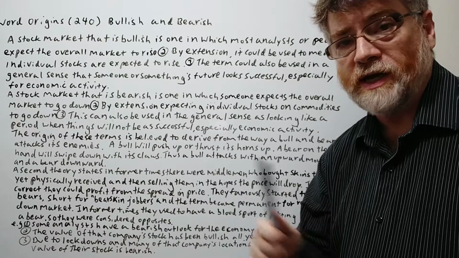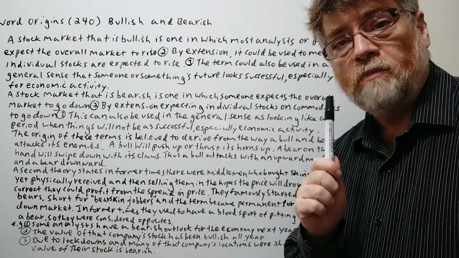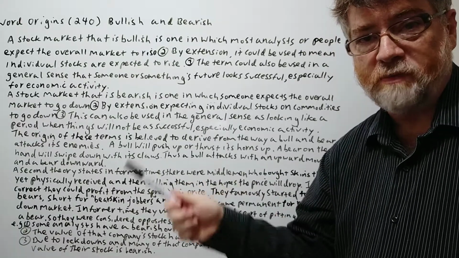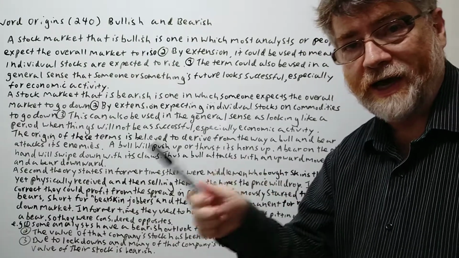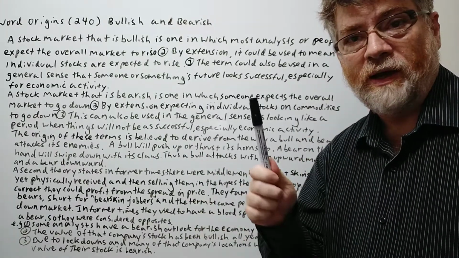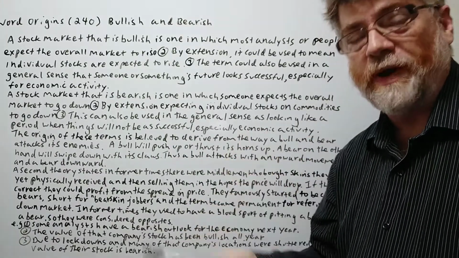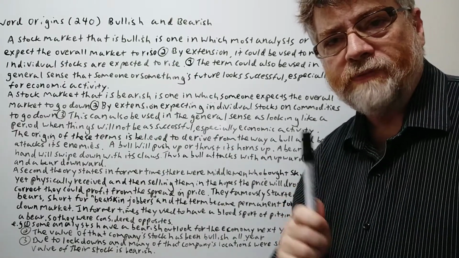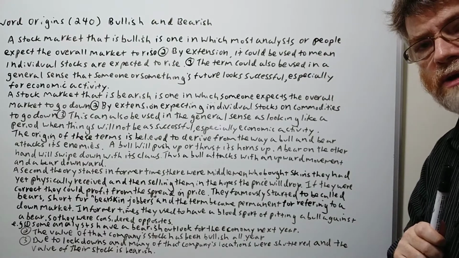The word origins today, we have two: bullish and bearish. Did you ever wonder why we use bullish and bearish, especially for the stock market or the economy in general? Why do we say bullish? Where did it come from? Why do we use a bull? Why do we use a bear? That's what this video is going to question. Let's get right to it.